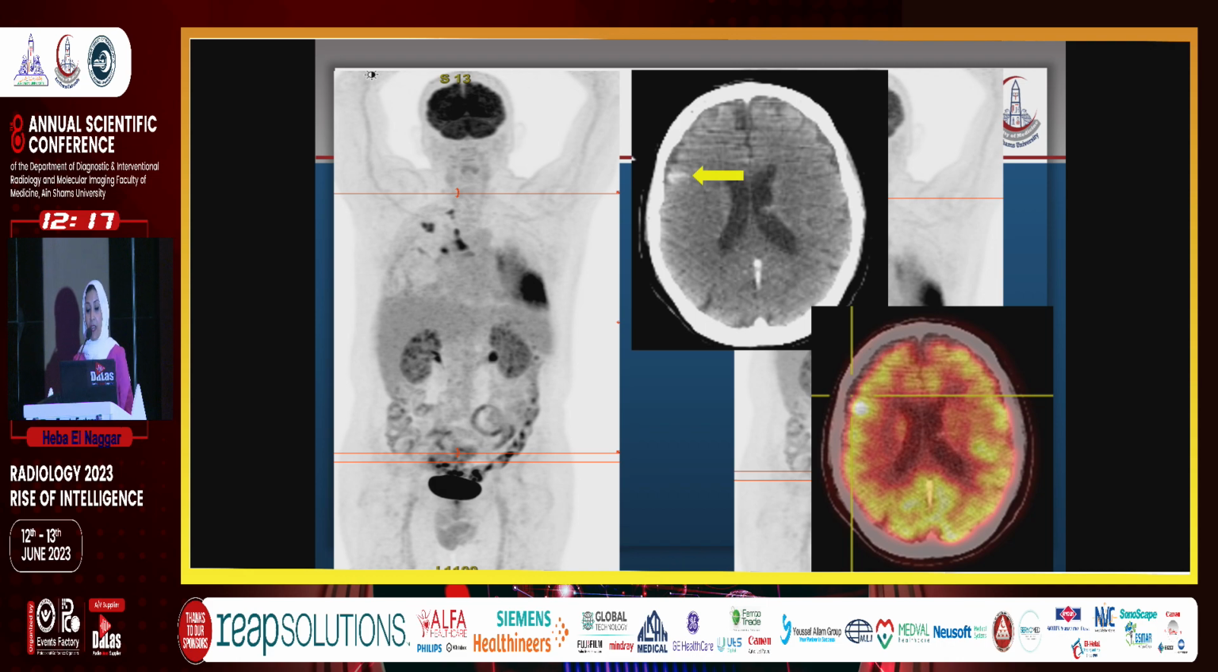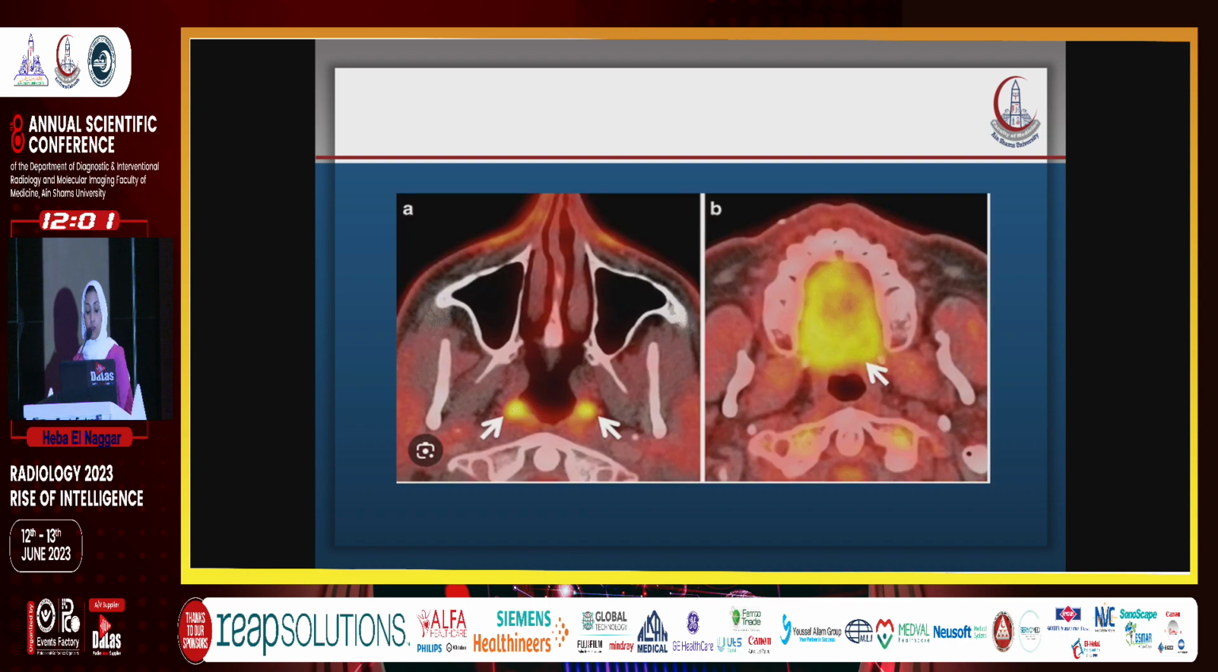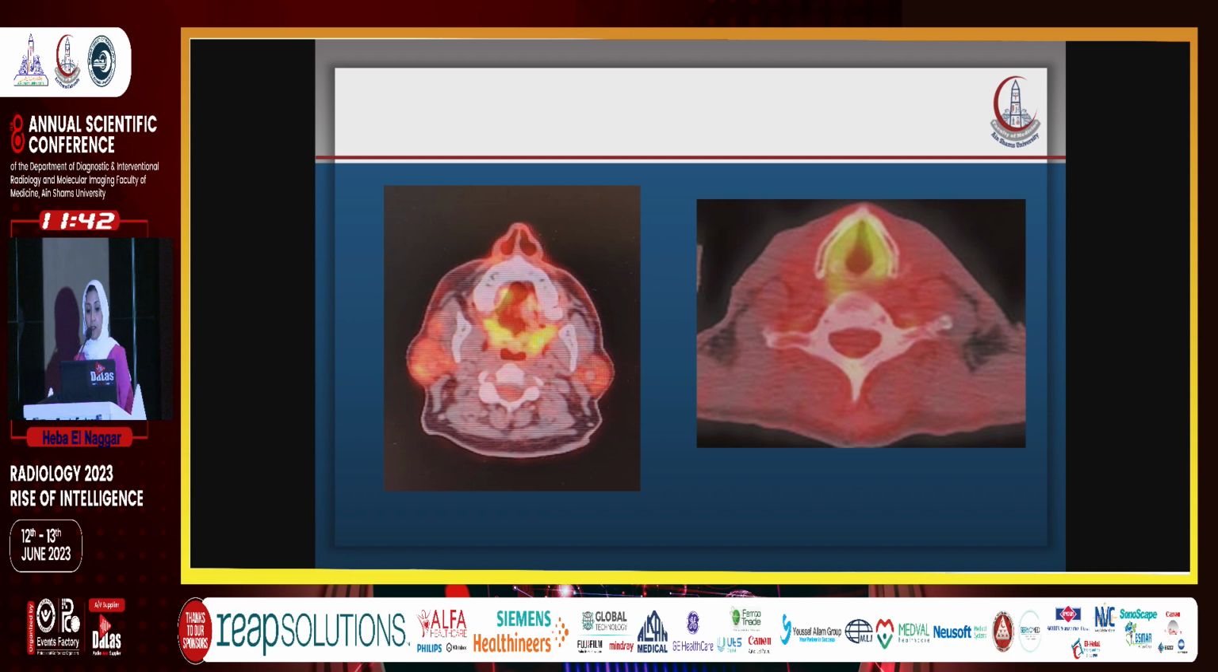By the way, the prior study that we were comparing this study to missed this space-occupying lesion, but luckily the patient was improving overall, so this lesion has reduced in size too. As we proceed, here are some of the normal physiological uptake that you can see in PET-CT images. Bilateral symmetrical uptake in image A in the adenoids, while in image B, this is the hard palate uptake. Also, these are examples of normal physiological uptake in the parotid gland and the vocal cords.